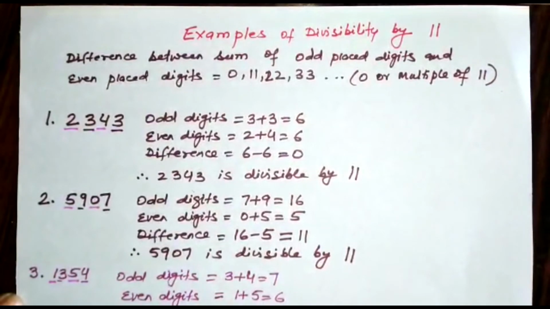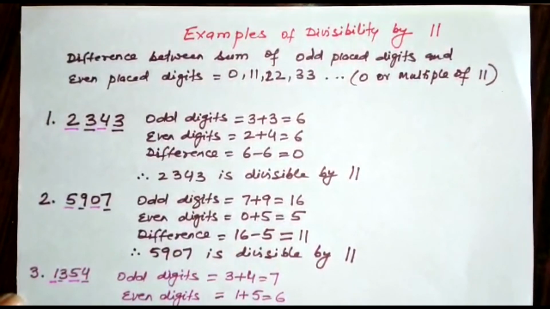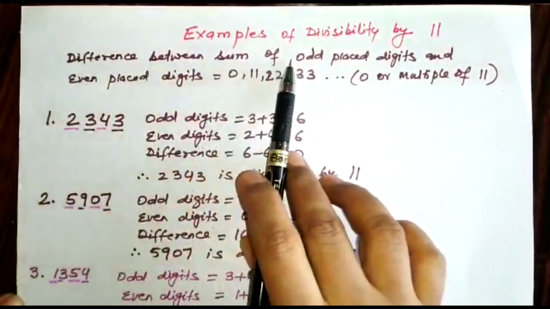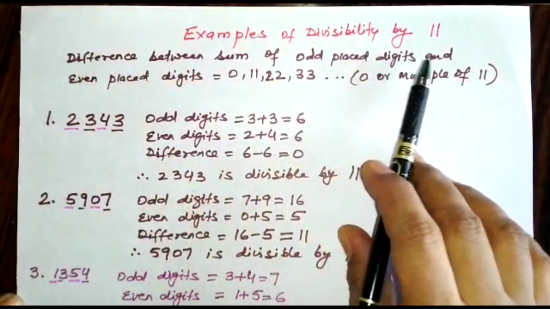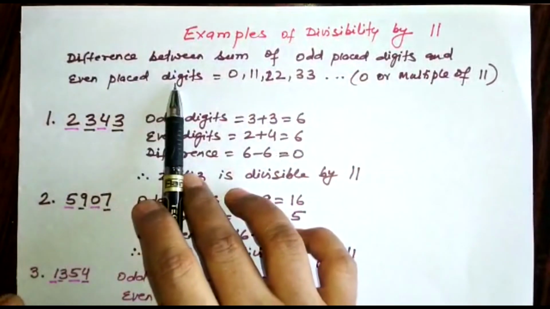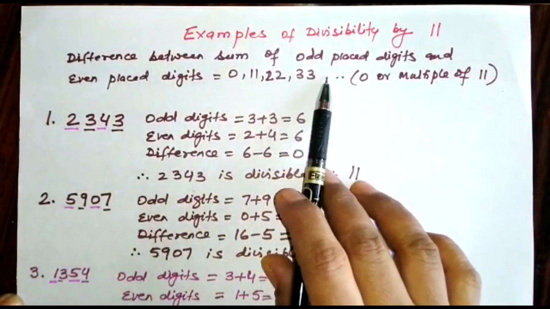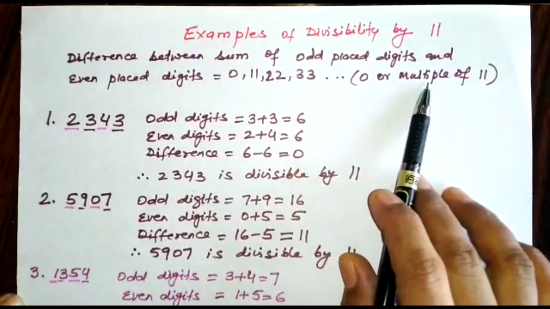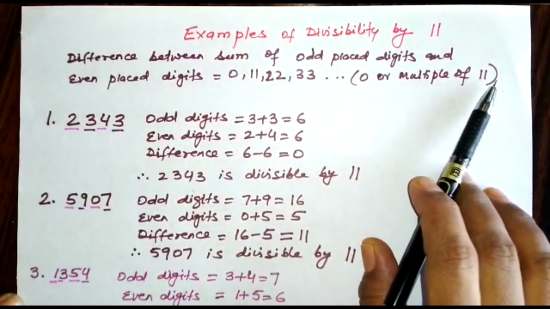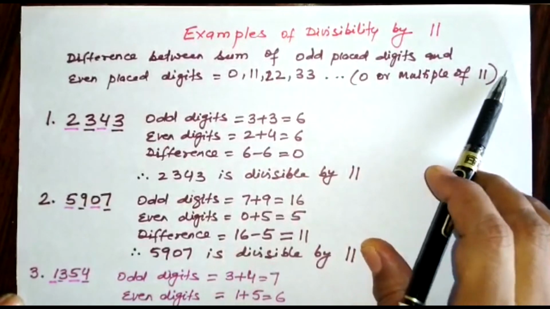Now, we'll look at the examples of divisibility by 11. In this, we have to find the difference between the sum of odd place digits and even place digits. If the difference is 0, 11, 22, 33, etc., that means it is 0 or a multiple of 11, then the number will be divisible by 11.